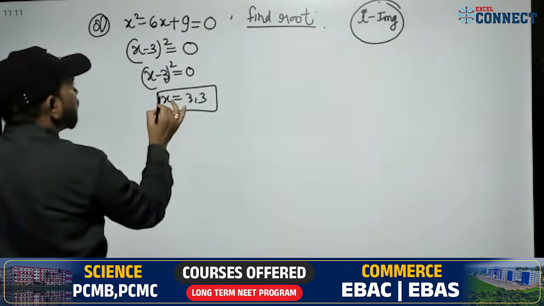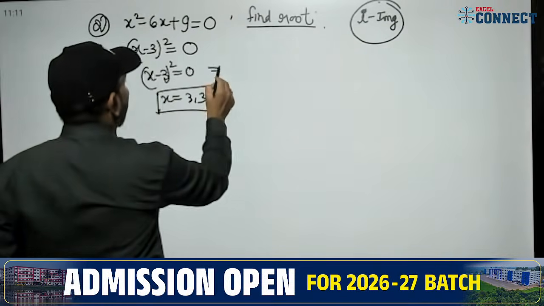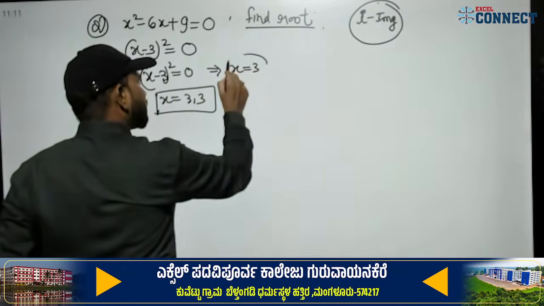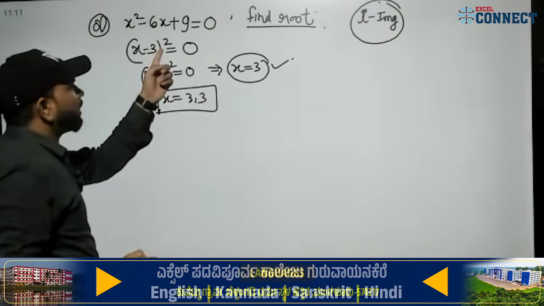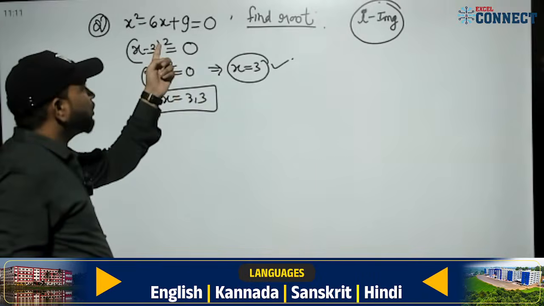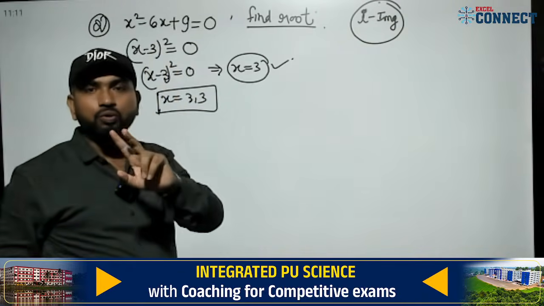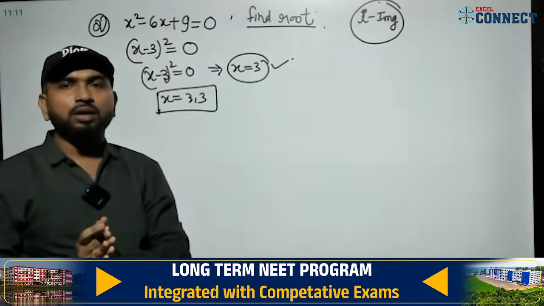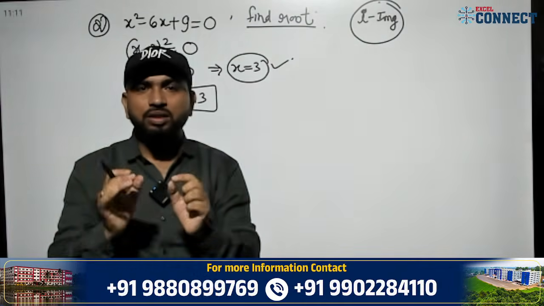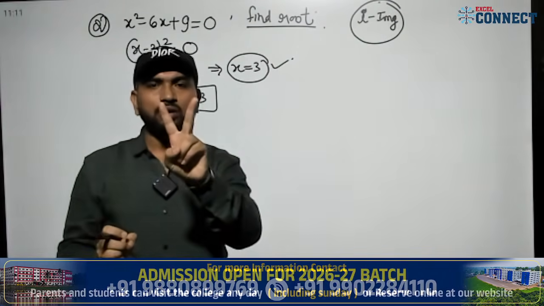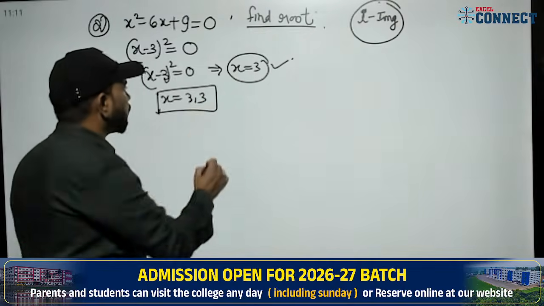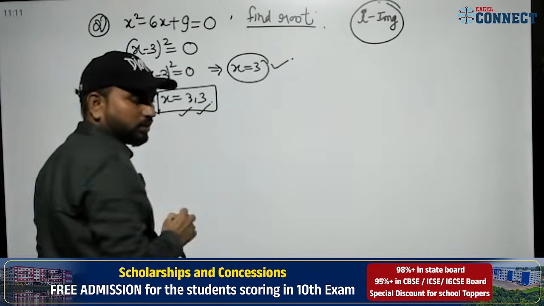Generally students say x is equal to 3 only. Yes, it is correct, no issue. But here the whole square is present, and whole square means there are 2 roots. In a quadratic equation, there are 2 roots. So one root is 3, and the other is also 3. That's why I am writing 3, 3 as the roots. Okay.